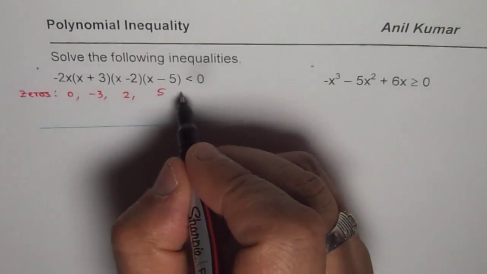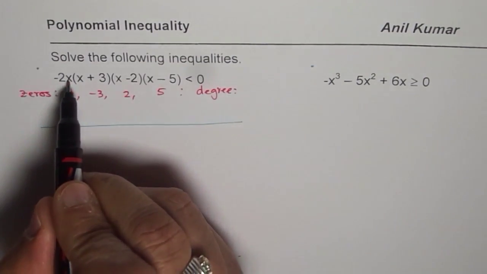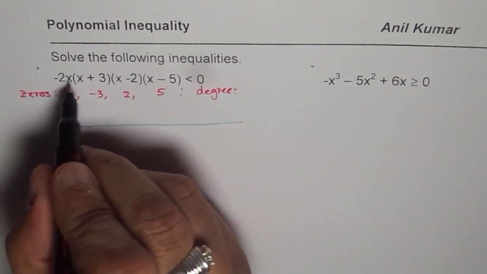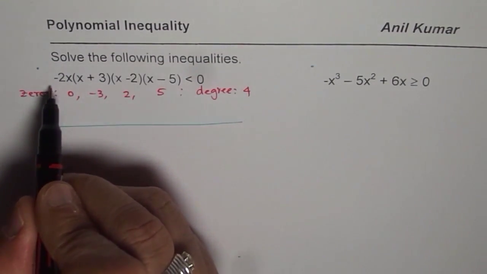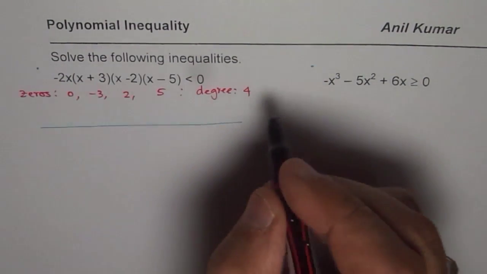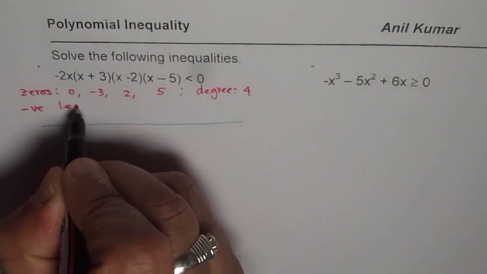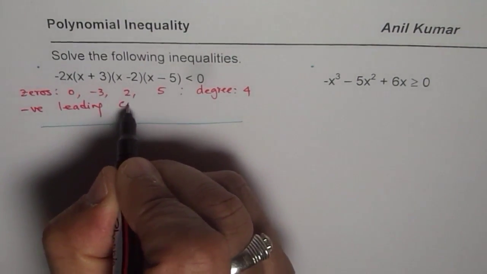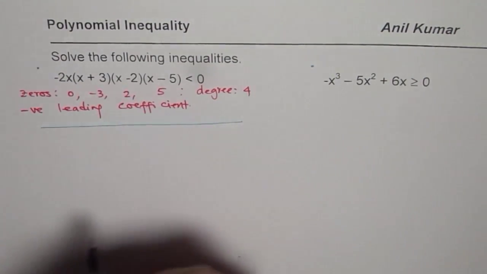And then let us also see what is the degree of this equation. The degree is 1, 2, 3, 4. So when you multiply you get a degree of 4. And then what is the leading coefficient? The leading coefficient is negative. So if that is the case, what do you expect?